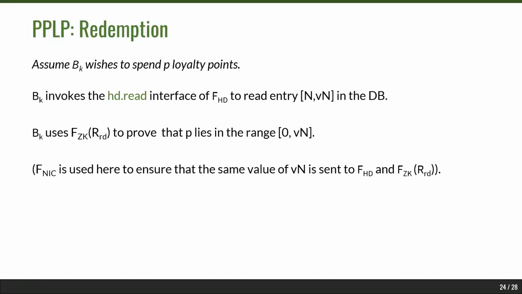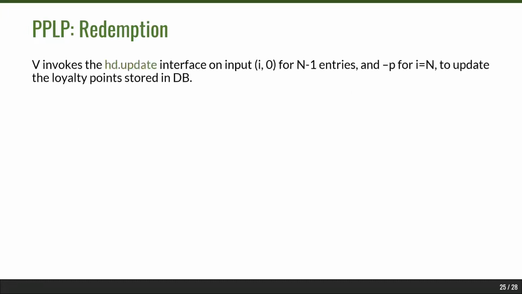And we use the method we spoke of earlier to ensure that the same loyalty point value is sent both to the hiding database and to this zero knowledge functionality. The vendor now uses the update interface of the hiding database to update the loyalty points stored in the buyer's database. So we just deduct the points that have been spent, and this updates the database of the buyer.